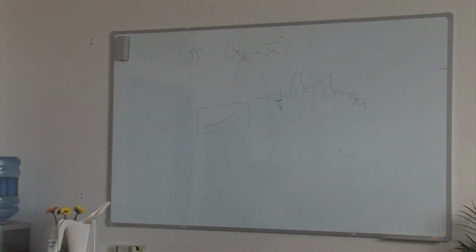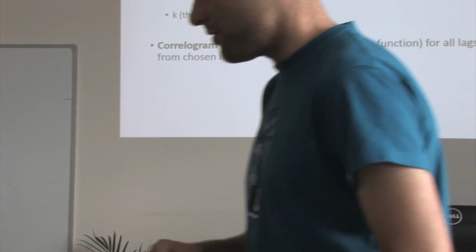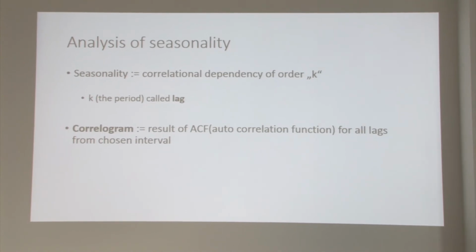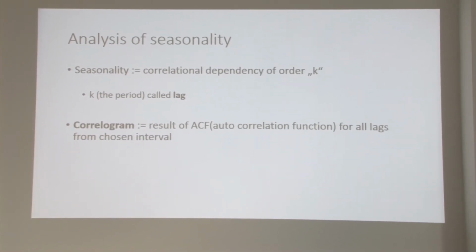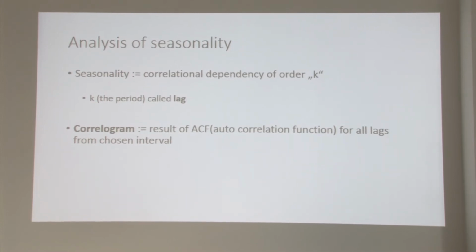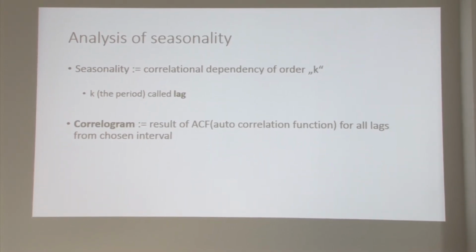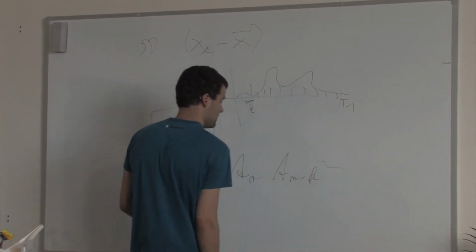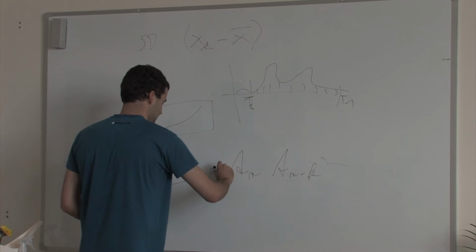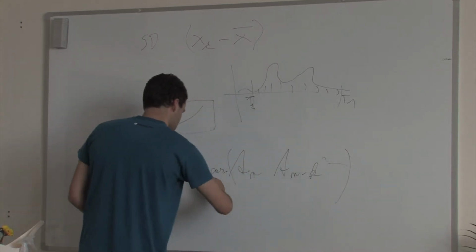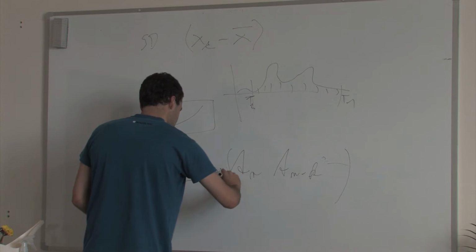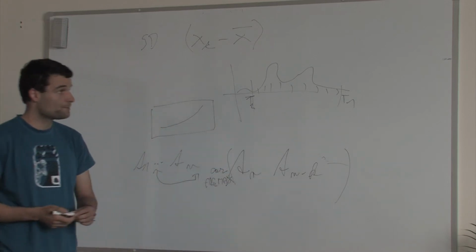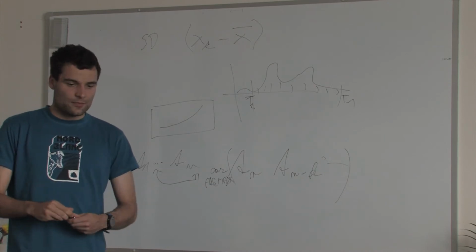But what about seasonality? Seasonality is defined as a correlation dependency of a given order, which means that if we have a data set, we have a correlation between Tn and Tn minus k, where k is the order. So how can we find it?